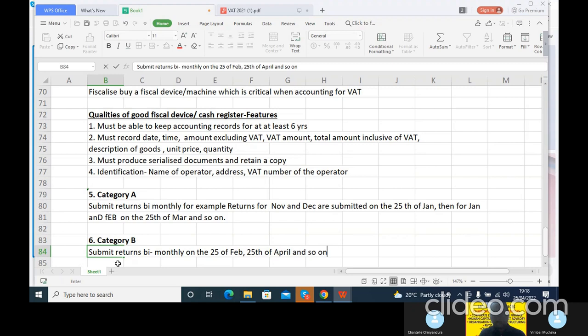Now, what is considered for you to be placed in these categories? It is the cash flow pattern. You know who is allowed to register in these categories.